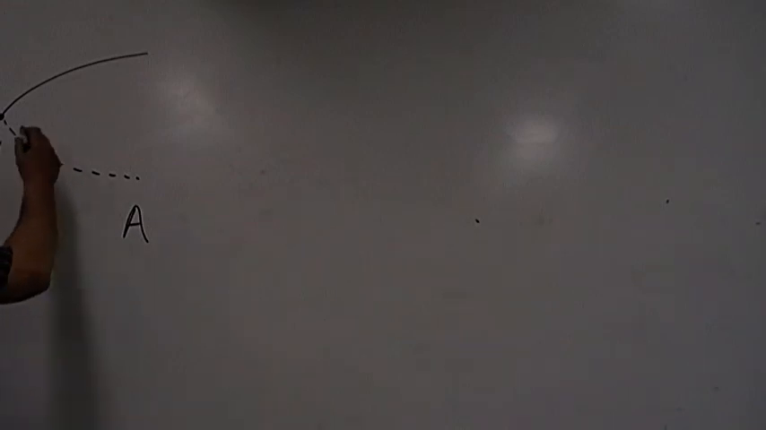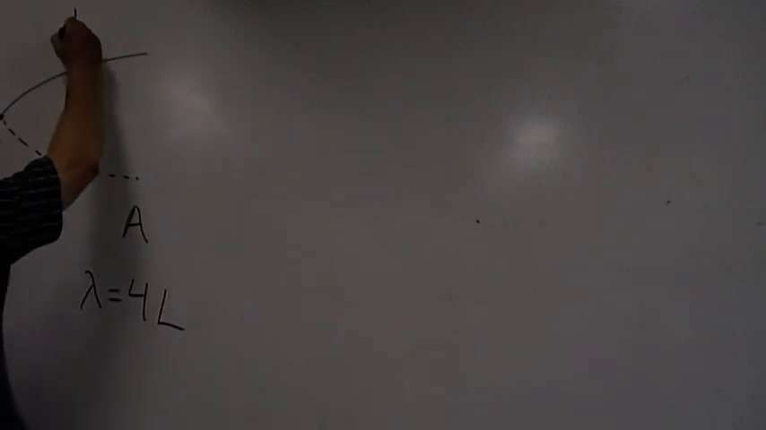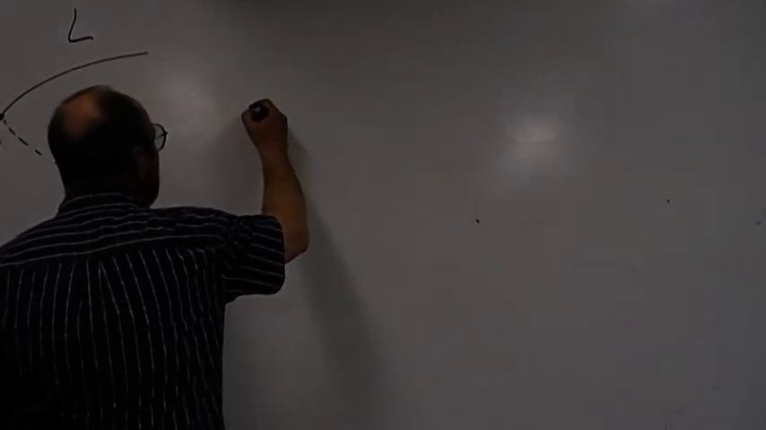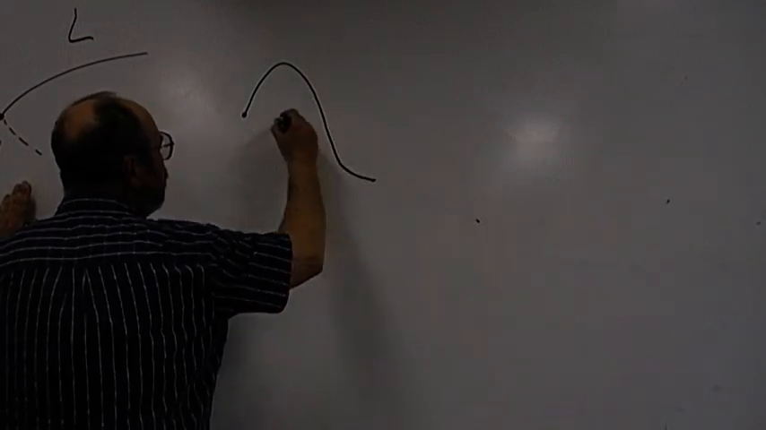What fraction of the wavelength is that? A quarter. So the wavelength will be equal to 4 times the length of the string. What will be the next possible standing wave created? We must have a node on one end and an antinode on the other. So the next possible will be like this.